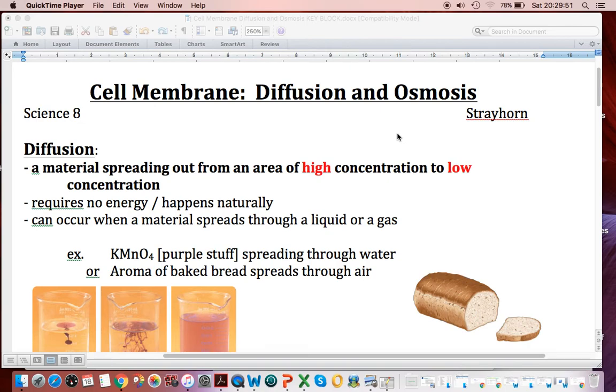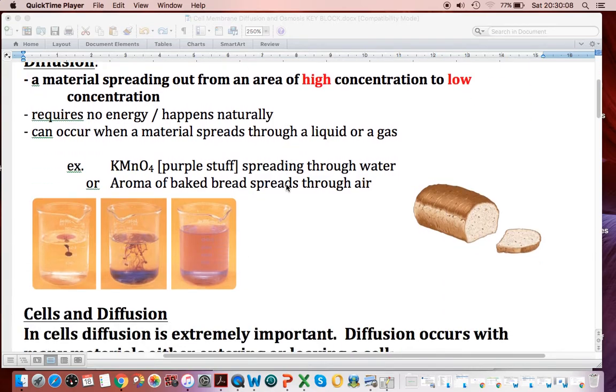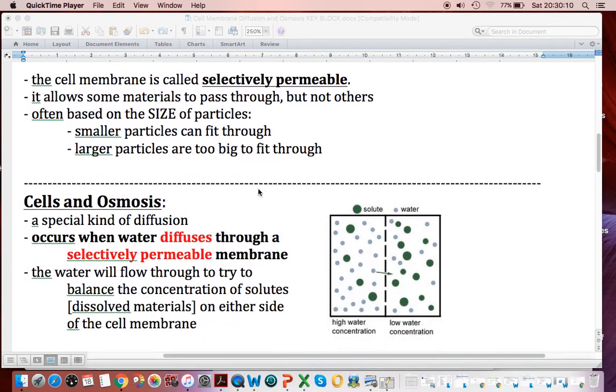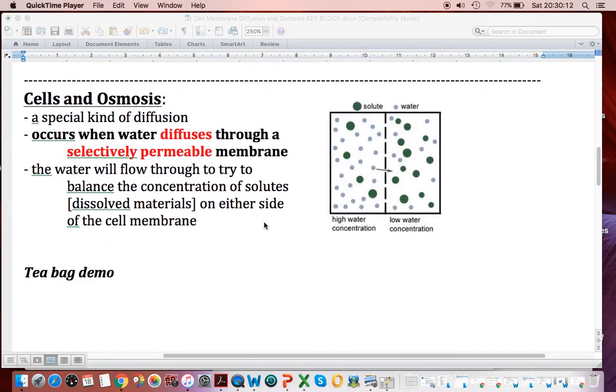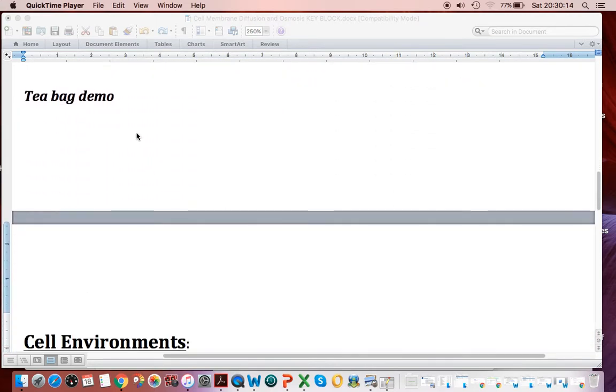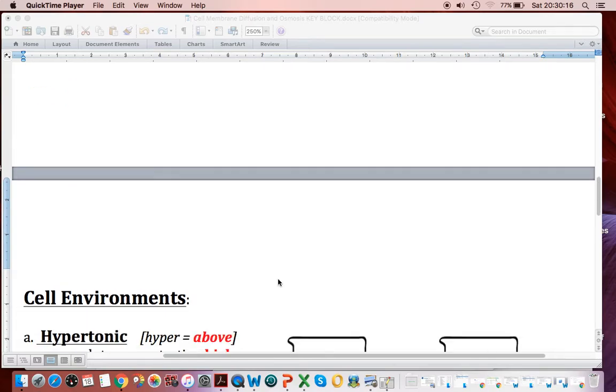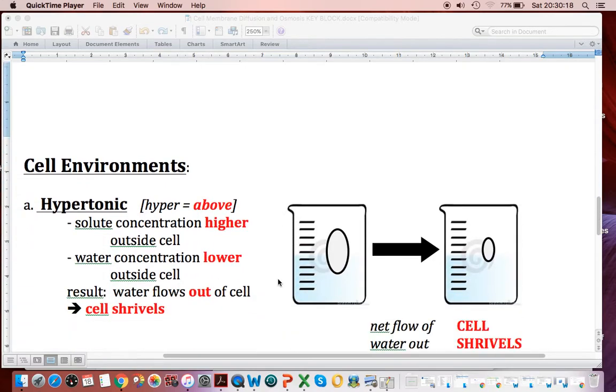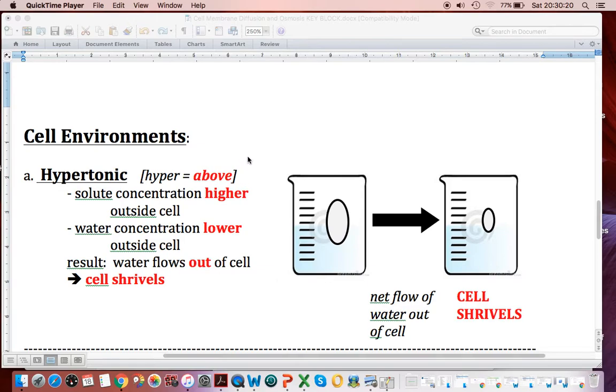You might be wondering why it says cell membrane diffusion osmosis when these are notes on cell environments. Well, that's because the notes on cell environments are on the back of this page. So, hopefully you remember everything about diffusion and all the good stuff about osmosis. On the back, where we talk about cell environments, you see it says a teabag demo, so you should have watched that video already. We are looking at osmosis related to cell environments.